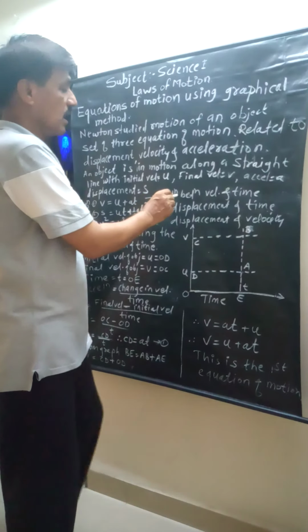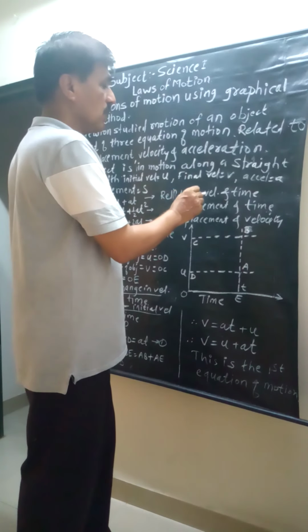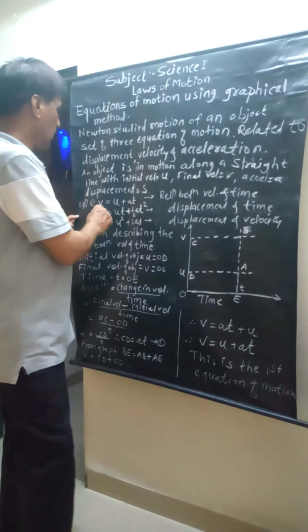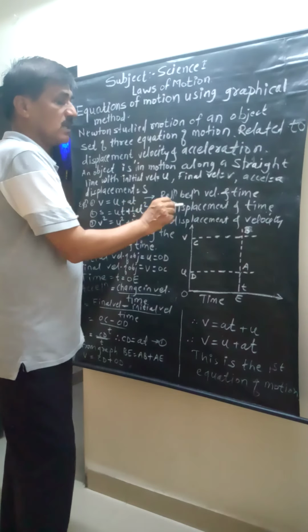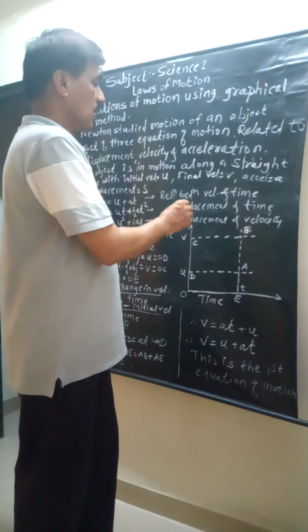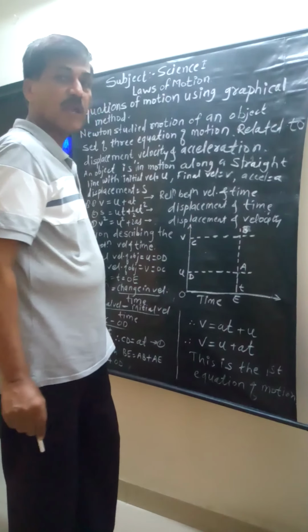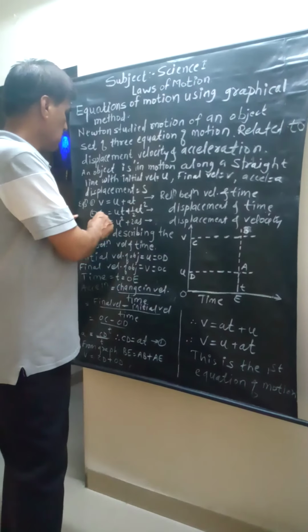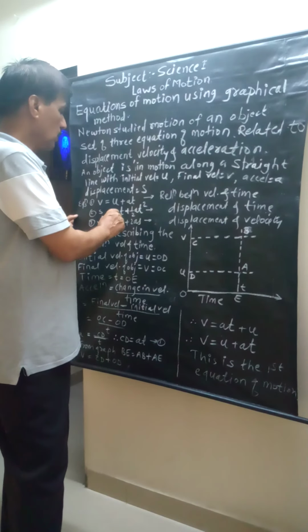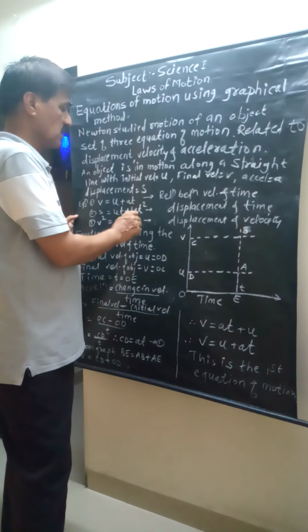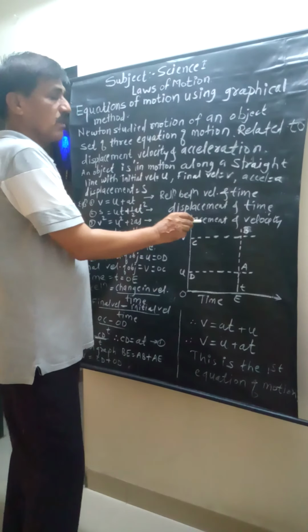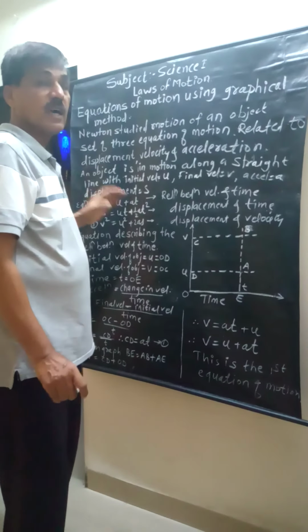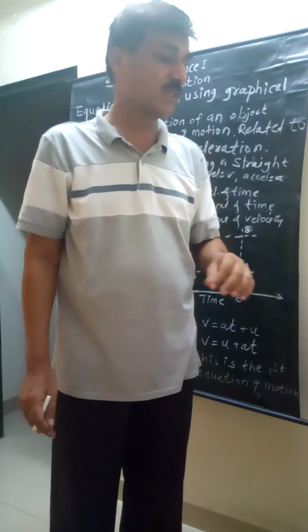This equation is the relation between velocity and time. Second equation, s is equal to ut plus 1/2 at square. This equation is the relation between displacement and time. Third equation, v square is equal to u square plus 2as. That equation is the relation between displacement and velocity. These are the three equations of Newton.